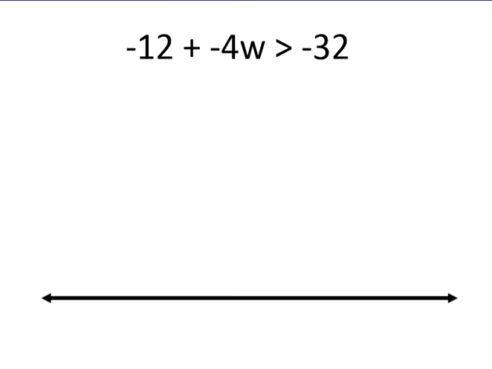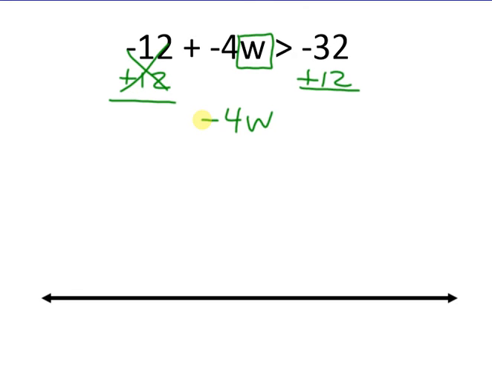All right, let's take a look at this example here. Box the variable. This is a negative 12, so I'm going to do positive 12 to the other side. These are going to cancel. I bring down negative 4w. Bring down my sign, greater than. Okay, here I have negative 32 plus 12. That's going to be negative 20.